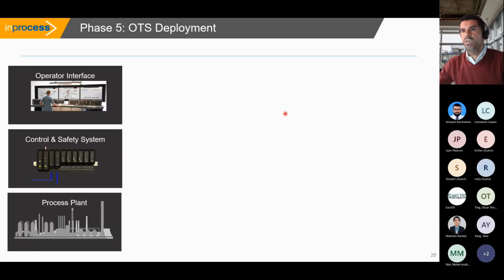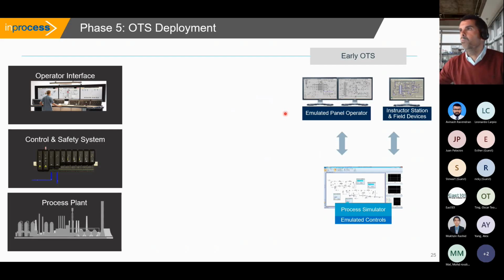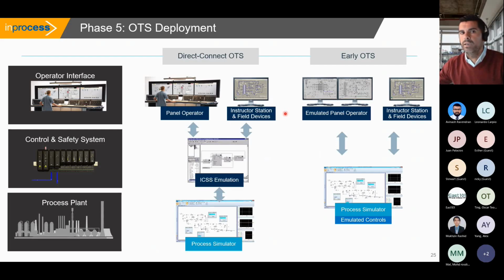After that, of course, we are in a position to have the complete deployment of an OTS. That means if we are talking about a direct connect, we have the process simulator, all the models created. We have done all the ICSS connectivity, and so we deploy the full architecture with the different operator control stations and instructor stations.